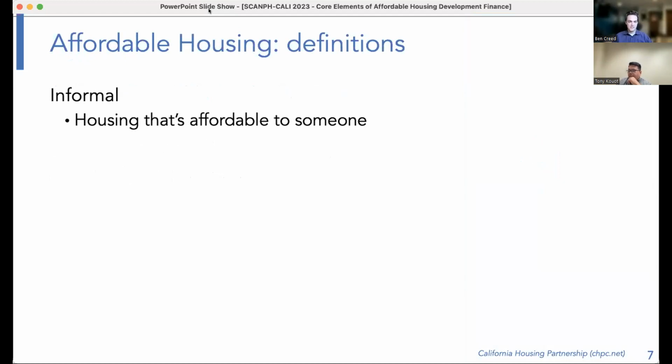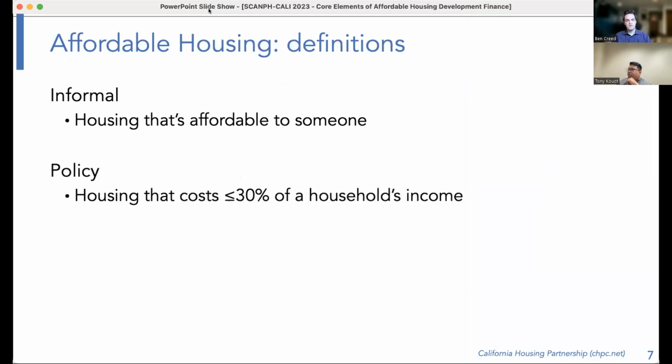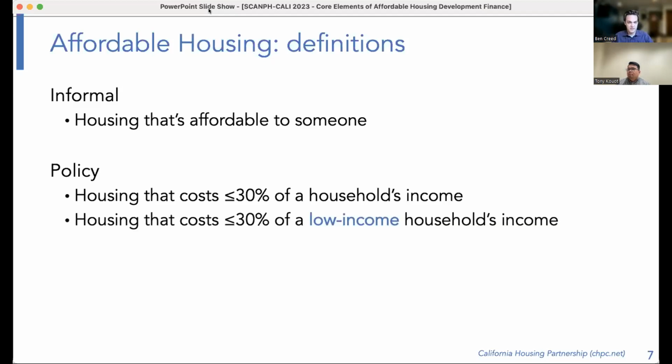In a policy context, it gets a little bit more specific. Generally speaking, in most policy contexts, housing that costs up to 30% of the income of the household that lives in it is considered affordable, as a matter of household budgeting. Very often when we hear affordable housing, there is another element involved, which is affordable housing for whom? We're not normally interested in affordable housing for multi-millionaires. We're interested in affordable housing typically for low income or very low income households.